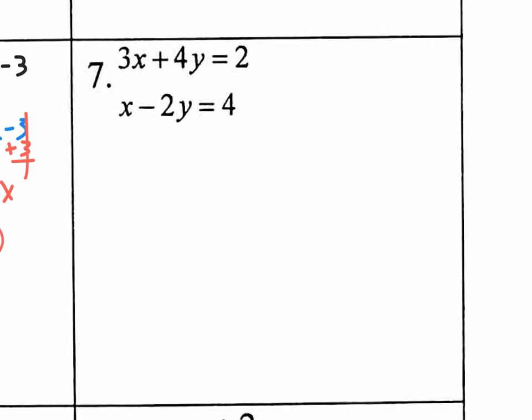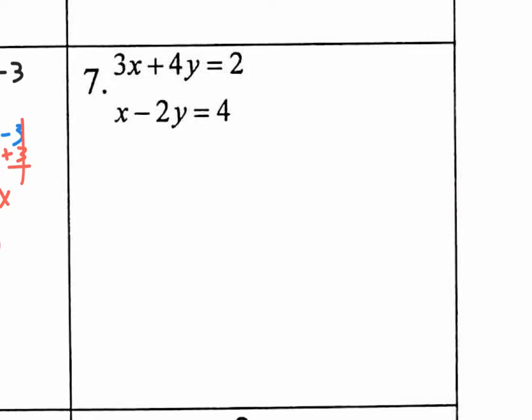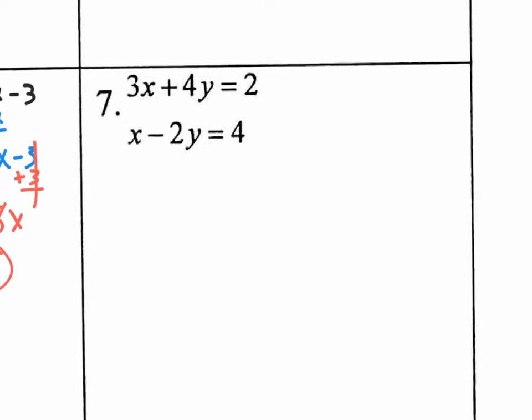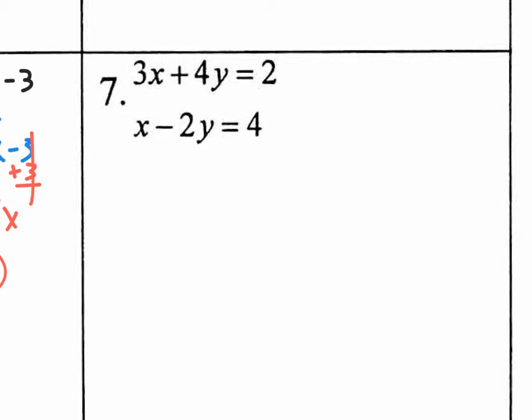What do you guys like to see, number 7? Number 9. 9's easy because y is already by itself, right? So number 7 is probably the most interesting one. Pick one, the top one or the bottom one? I would go with the bottom. Now let me tell you why. If you pick the top one, do you want to solve for x or for y? Pick one, x or y?